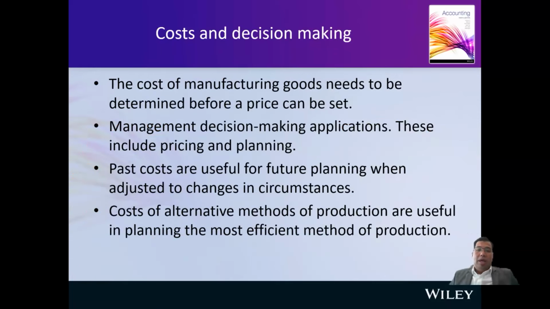The cost of manufacturing goods needs to be determined before price can be set. If you don't know the cost, how are you going to set the price? Management decision application includes pricing and planning. Sometimes they give discounts, 20% or 30% discount, for New Year or Christmas sales. They may have a special discount of up to 50% or 70%. But you cannot give a discount below the cost, so you need to know the cost.